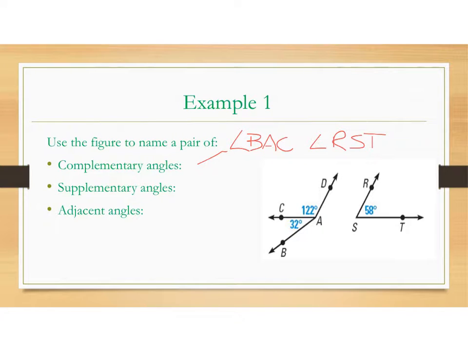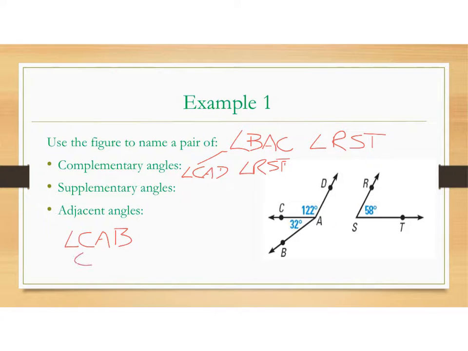Let's find a pair of supplementary angles. Matthew. Angle CAD and angle RST. Okay, excellent. Angle CAD and RST. And put the little angle indicator in front of the letters. And again, you could have gone in reverse. Can someone name a pair of adjacent angles? Angle CAB and angle CAD.